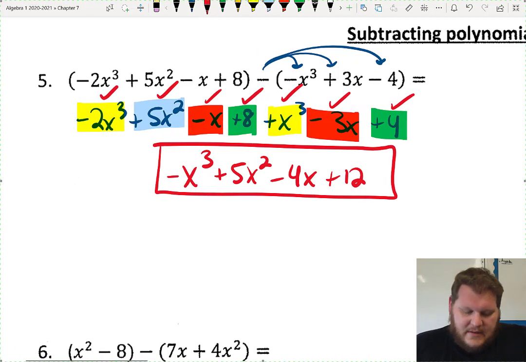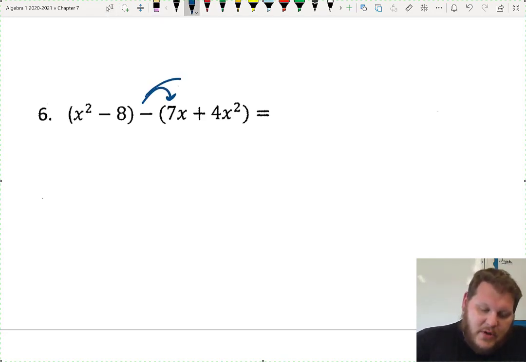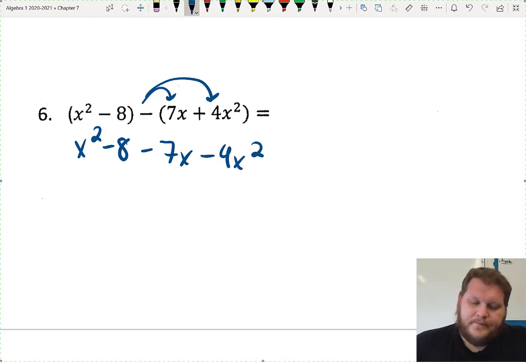Last but not least, we've got x squared minus 8 minus 7x minus, or plus 4x squared. So once again, I'm going to start off by distributing my negative in there. So x squared minus 8 minus 7x minus 4x squared. And now x squared and x squared, and that's it. Those are the only 2 like terms. So 1 minus 4 is a negative 3x squared.